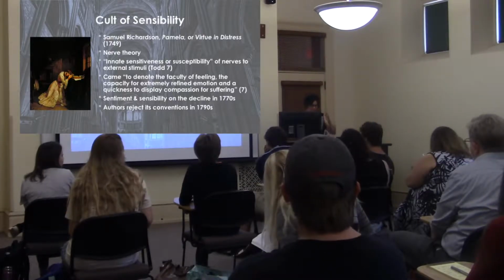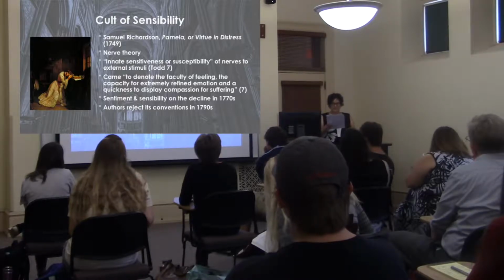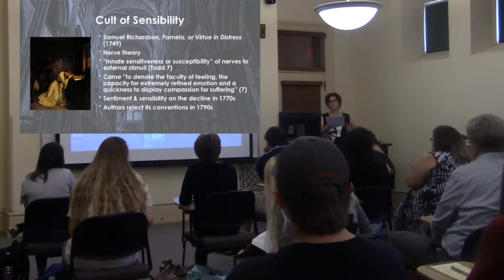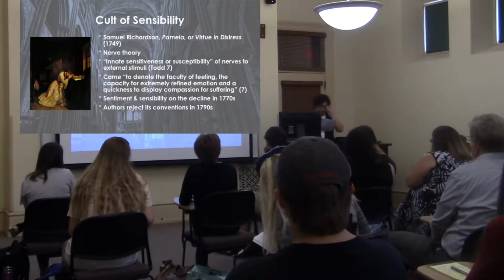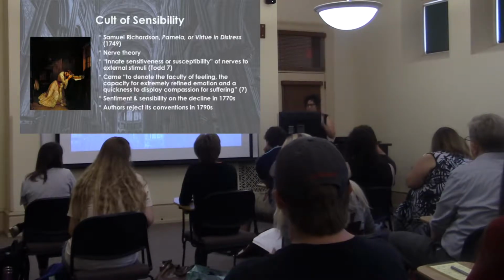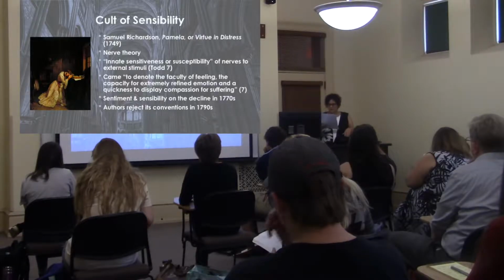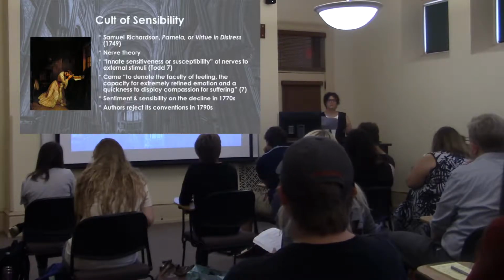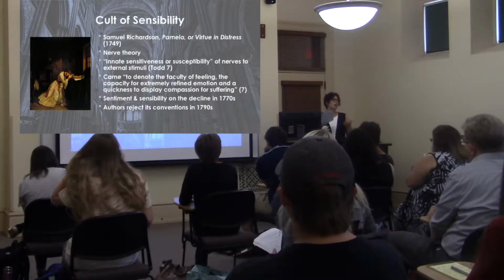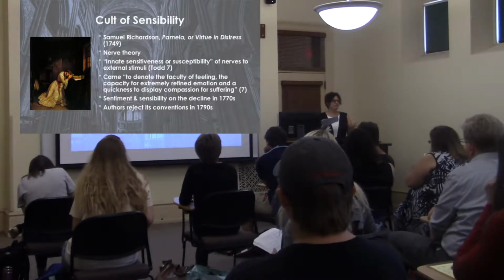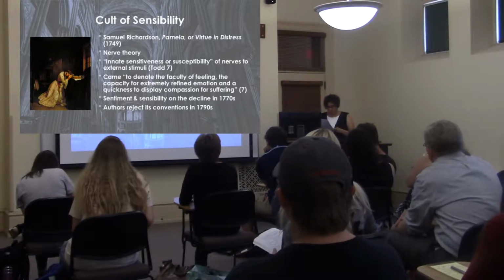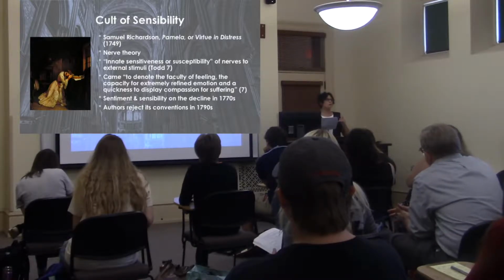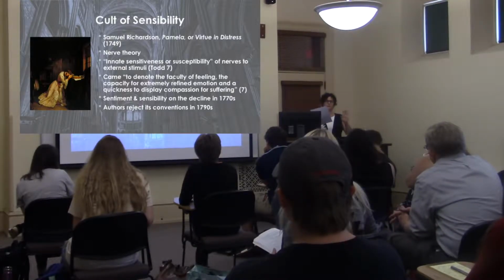Okay, so by the 1770s, the cult of sensibility is in decline, right? Like it was a 20-year flash in the pan. Then by the 1790s, authors claimed to reject the conventions of the genre. So it goes from being all the rage to something that people laughed at, to then something that people were embarrassed about. Authors were like, no, I don't do that.